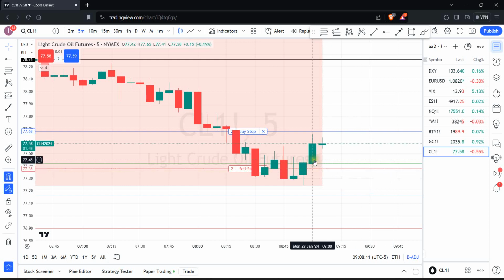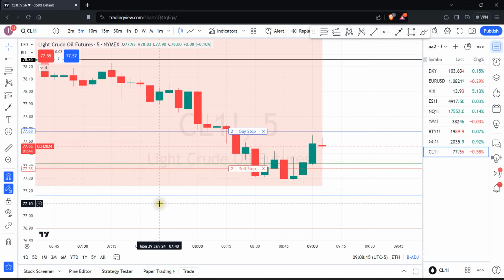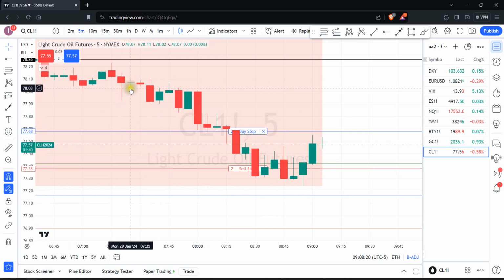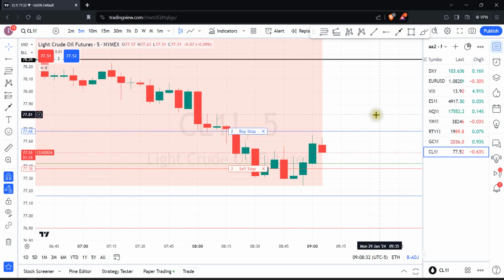Sometimes you might have a 9 o'clock candle that is basically a candle representing indecisiveness, like for example, this guy right here. See? The open and the close is at 7807, right? There's no body, right? If we get a candle like this for the open, I'm not doing anything, right? This is nothing you can use.